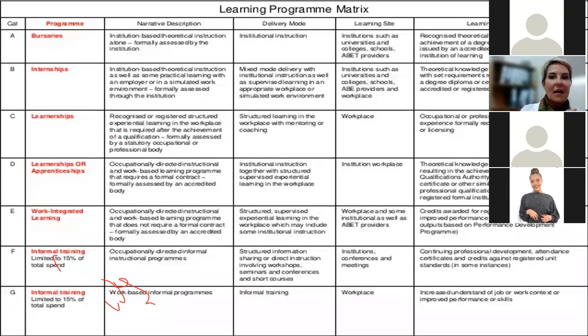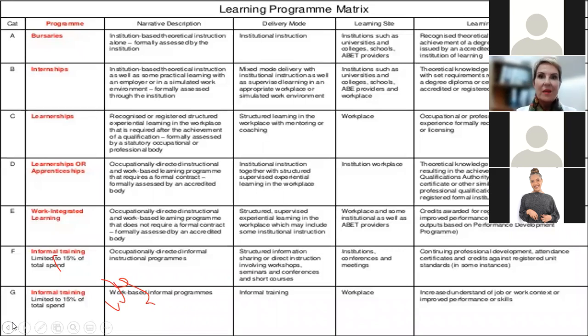So this is the program matrix. You heard me speaking about categories of programs. This is something that we can share with you after the webinar as well. It is readily available, but if you look at the categories, category A is your bursary spend. And then the others are accredited programs, and then work integrated learning for category E. And then F and G are the non-credit bearing and the in-house programs.